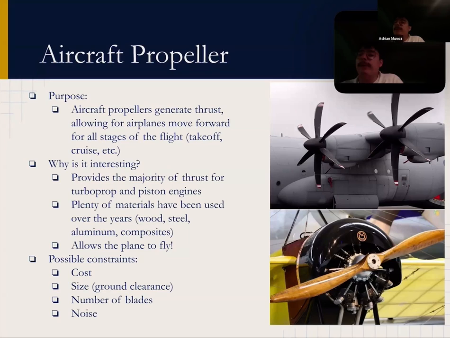And then next is the number of blades. The number of blades is very important, and there actually is a limit for how much you want based on efficiency. You can see the difference between the bottom and the top image. And then one thing that most people forget is actually noise. While they might not be as loud as jet engines, noise is still a very important consideration for propellers, and that will be the last constraint I thought of.